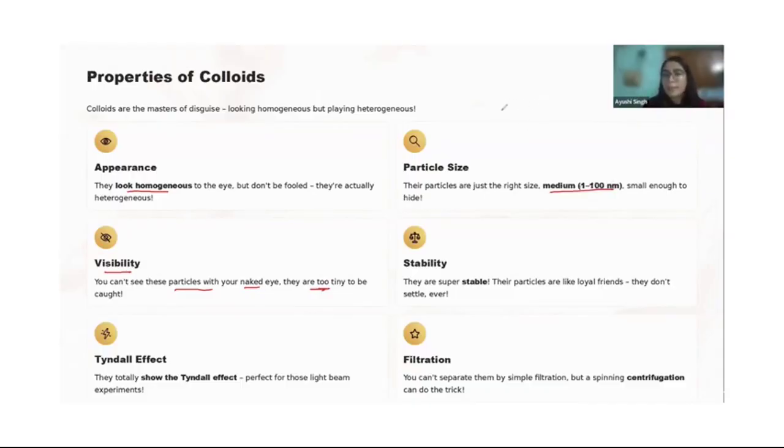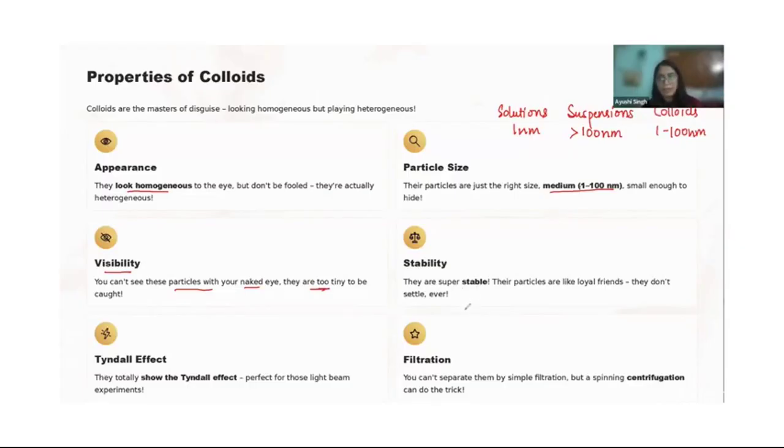If you remember, in solutions it was 1 nanometer, right? In suspensions, it was more than 100 nanometers. And in colloids, you can compare the particle size: it is 1 to 100 nanometers, that means in between. Small enough to hide, but big enough to make it cloudy. Now stability. They are super, super stable.